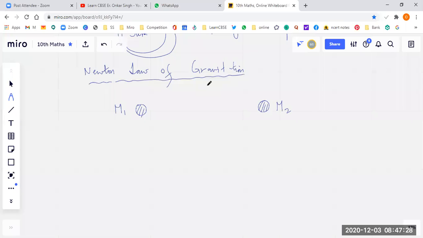Now this point we can consider as the center of the second body, and this point can be considered as the center of the first body. Let's say the distance between the two centers is d. You can call it r or d, in meters. m1 is in kg, m2 also is in kg. Very simple. There is a force of attraction between these two bodies.